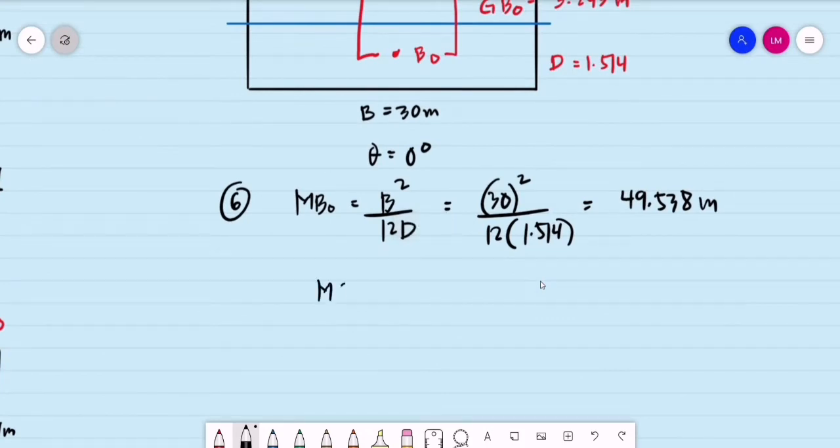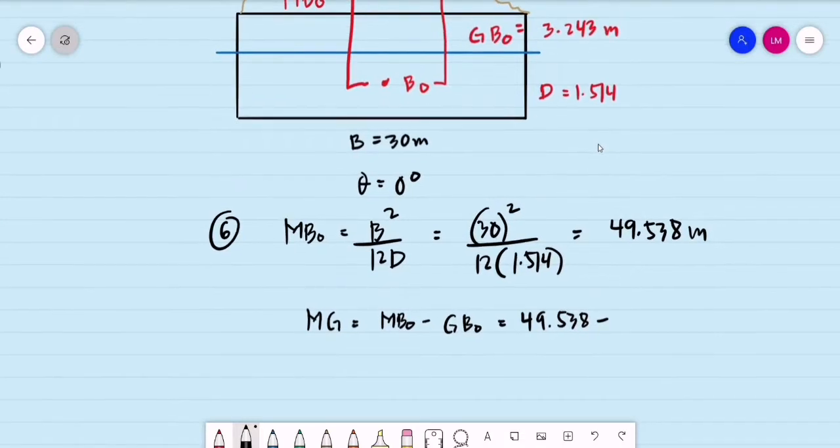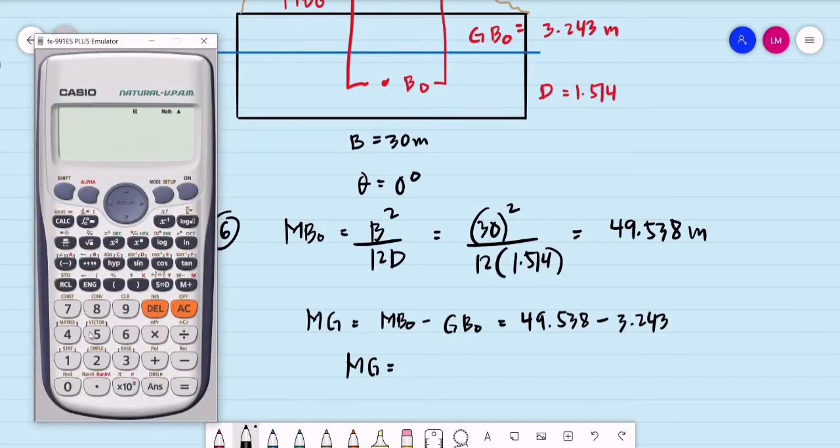So again, we have MG is now equal to MB sub O minus the GB sub O. So this is equal to 49.538 meters minus, ano ulit yung value ng the GB sub O? This is equal to 3.243 meters. So the metacentric height instead in terms of the pitching is 49.538 minus 3.243. So this is equal to 46.295.